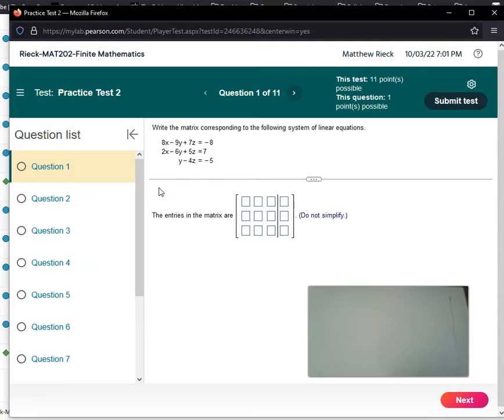All right, so this test is mainly focused on chapter 2. Chapter 2 is where we mainly talked about matrices, so most of the questions are going to be dealing with matrices here.